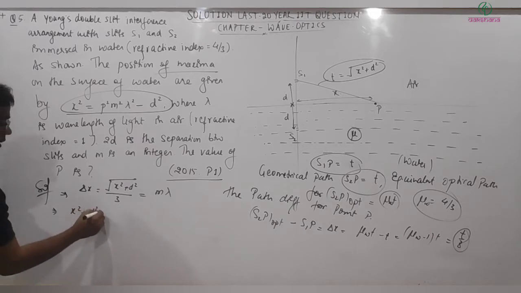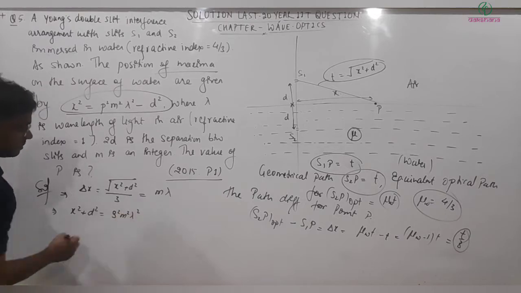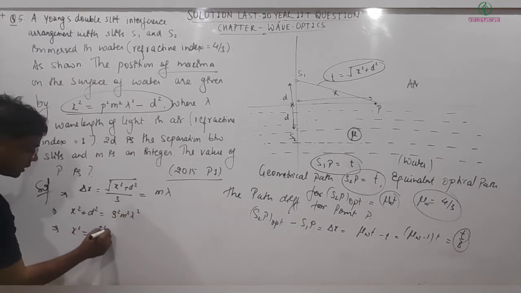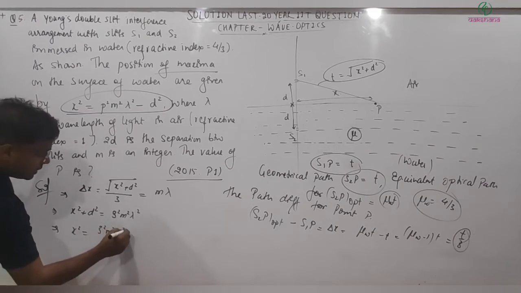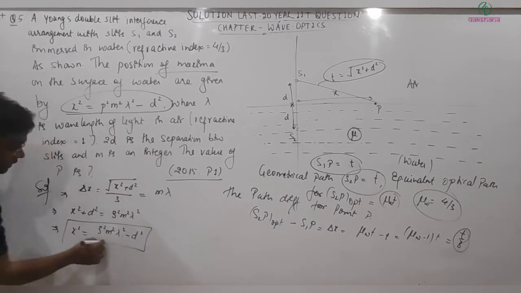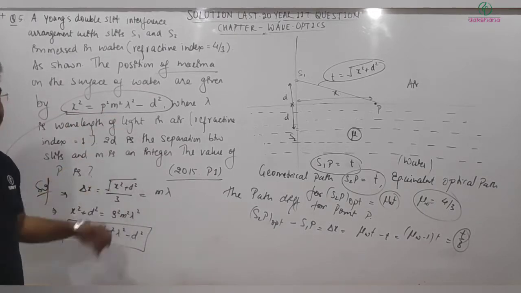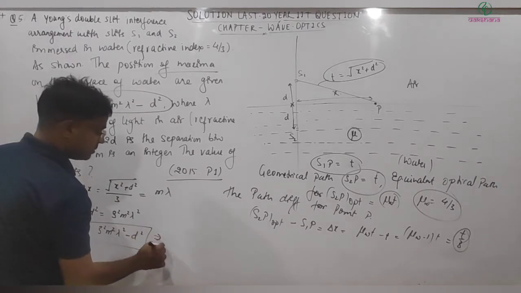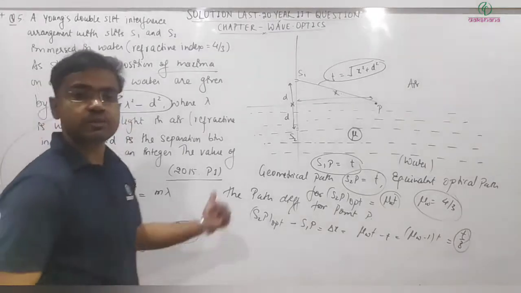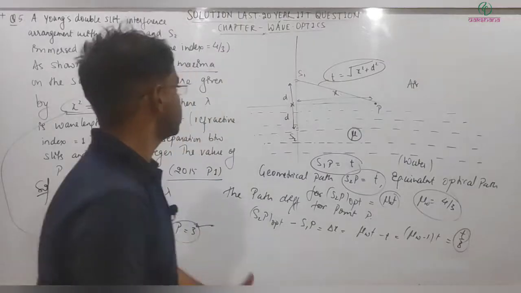X square plus d square is equal to 3 square m square lambda square. Rearranging it further, x square is equal to 3 square m square lambda square minus d square. Compare this result with this expression. What we are getting the value of p. This implies, comparing the result, p is coming out to be 3. The answer to this problem, the value of p will be equal to 3, and this is the question.